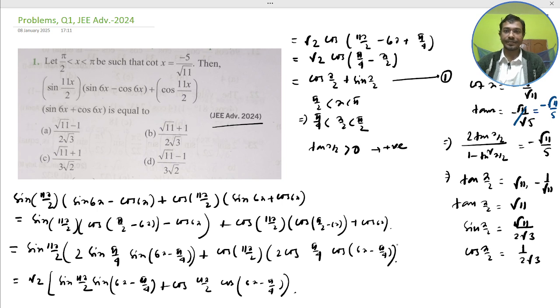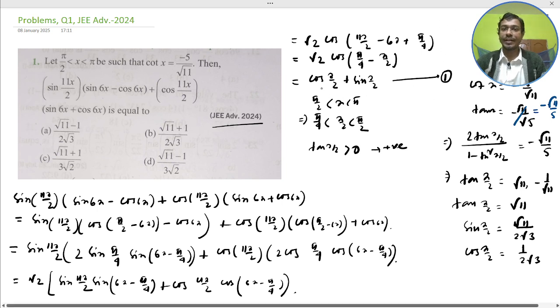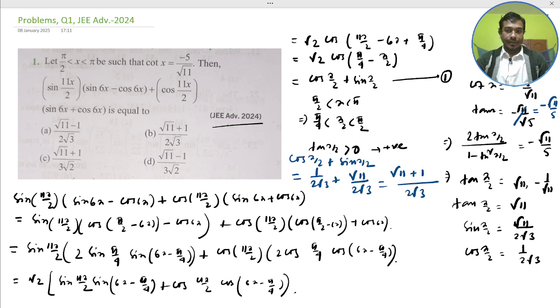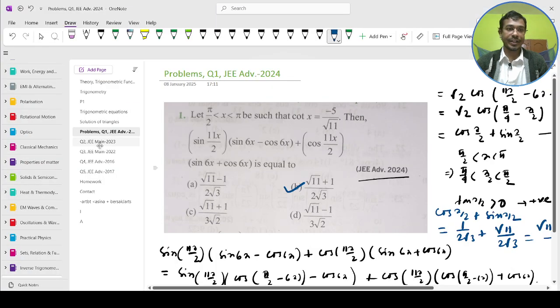So next, just put this value in equation number 1. From equation number 1, cos x by 2 plus sin x by 2, just put this value: 1 by 2 root 3 plus root 11 by 2 root 3. So after solution you get root 11 plus 1, all over 2 root 3. Root 11 plus 1 by 2 root 3, option B would be our correct answer. Go ahead to our next problem.